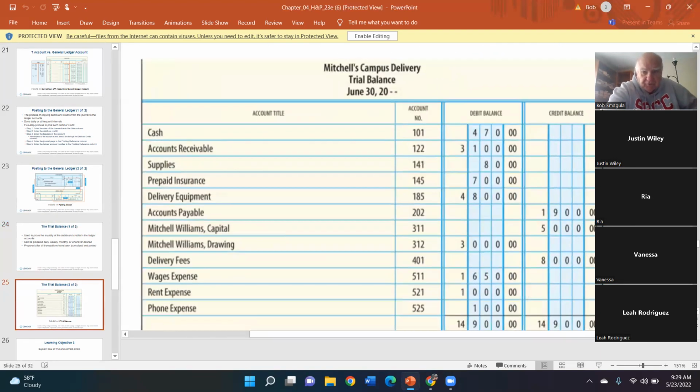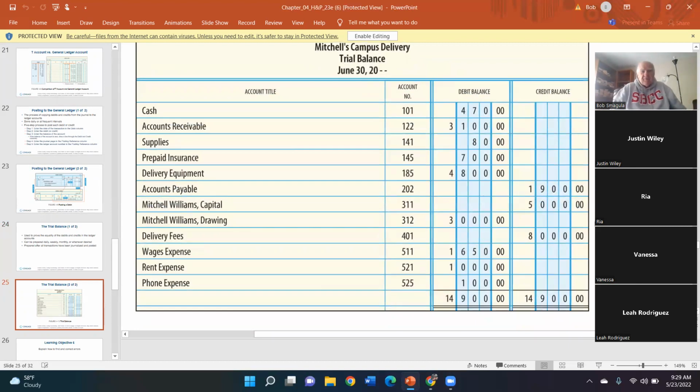And we'll take another peek at the trial balance. And there it is. It starts with the chart of accounts going in the order of the 100s, 200s. Remember that? Cash, receivables, assets, then liabilities, then equity, then your revenues in the form of delivery fees here, followed by 3 expenses.